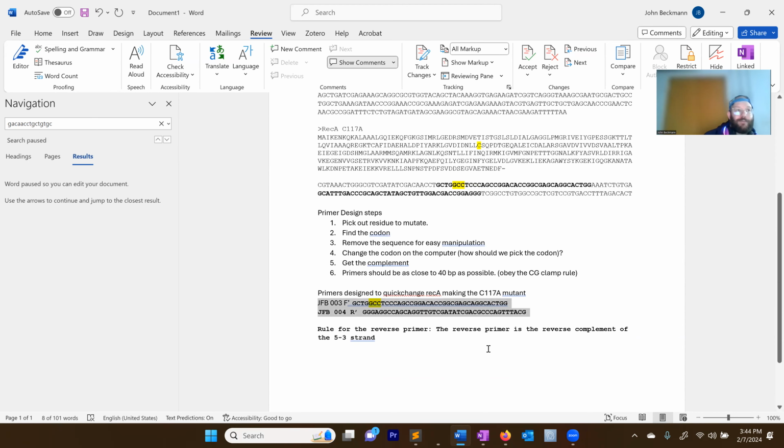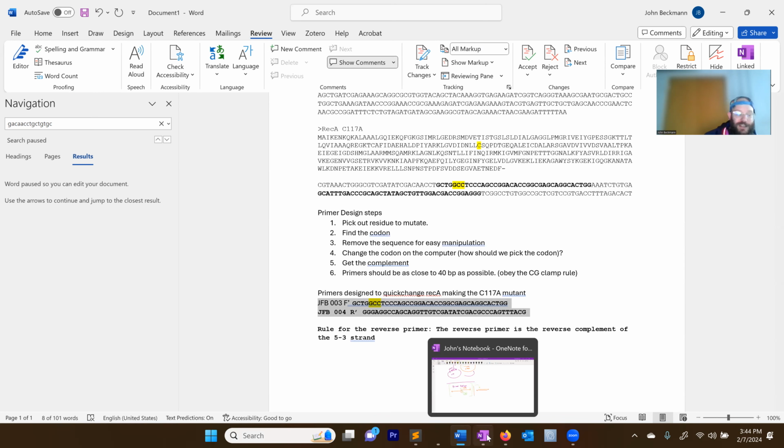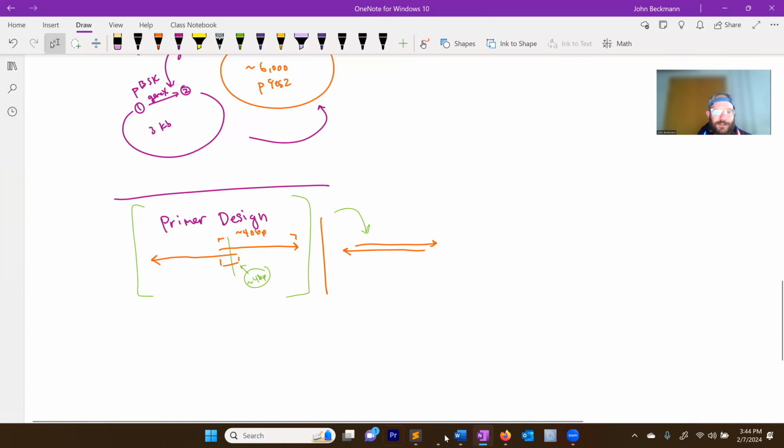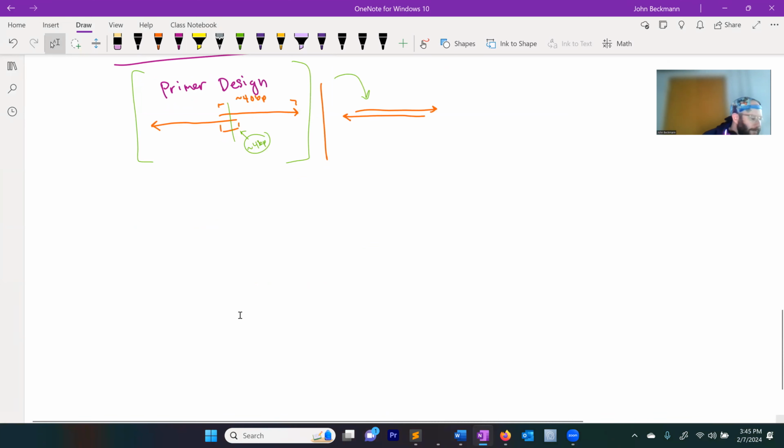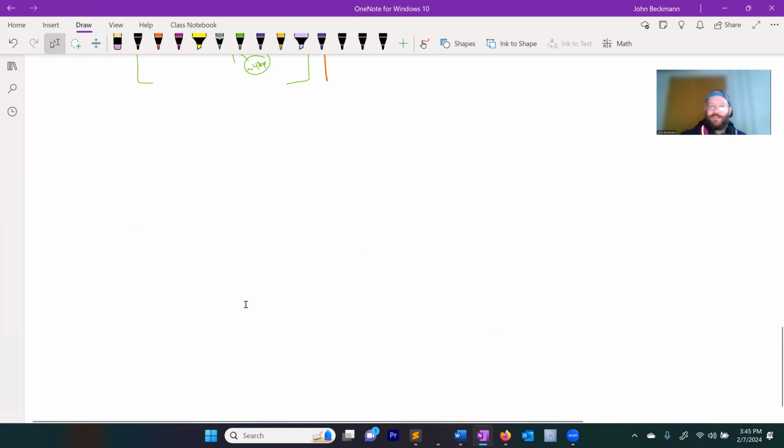Are there any questions about that? So that's how you actually do it, it's easy. It's a PCR reaction. It takes 30 minutes to set up the PCR. The DpnI digests overnight, and then the next day you transform. You can make mutants in 2 days. Very fast.